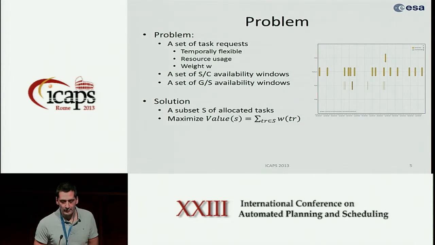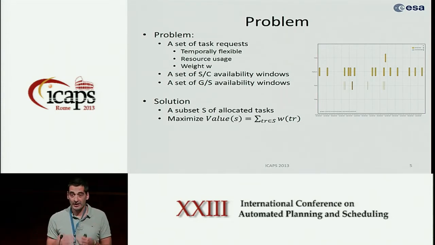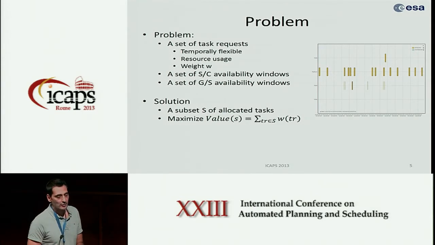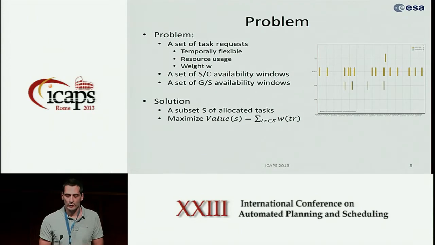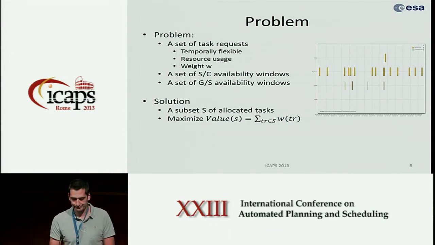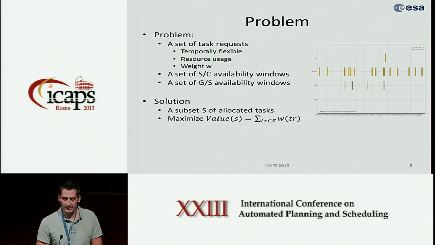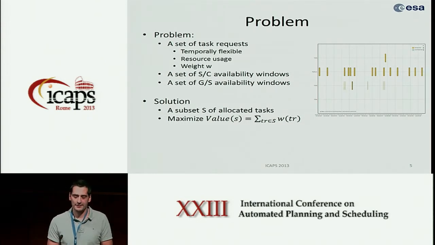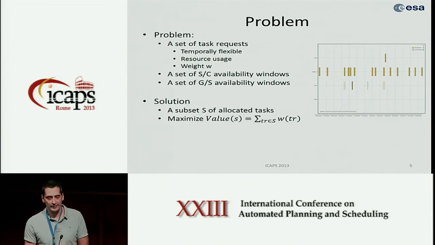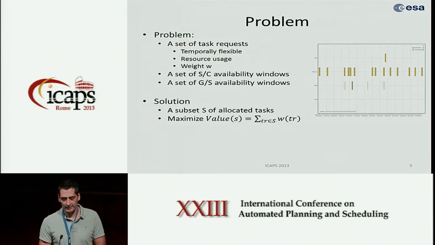So, going to the problem, I will go a bit top-down now. The problem can be identified by a set of task requests, so different tasks coming from different scientists. Each task can have an associated time window, resource usage, and also a weight that measures the quality of the reward of executing a particular activity. And then in the problem we have what we can see as resources. So, for instance, the availability of the satellite to actually perform experiments, and also the availability of the ground segment, because for some activities it's necessary to have a kind of teleoperation. So there is actually an operator on the ground that is running the activity.